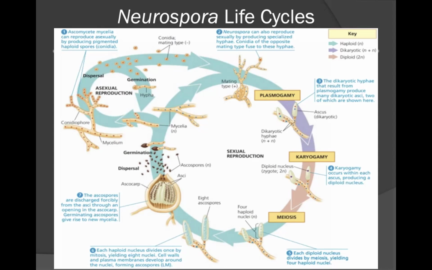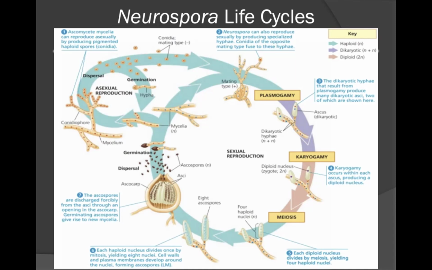If conidia of an opposite mating type, such as a positive and negative, encounter each other, they may undergo fusion. This would be termed plasmogamy. If that process occurs, a dikaryotic hyphae would result. This would then lead to the production of asci, or singular form, ascus. The ascus can undergo karyogamy, where a diploid nucleus is formed from the fusion of the two different mating types. This would produce a diploid zygote.